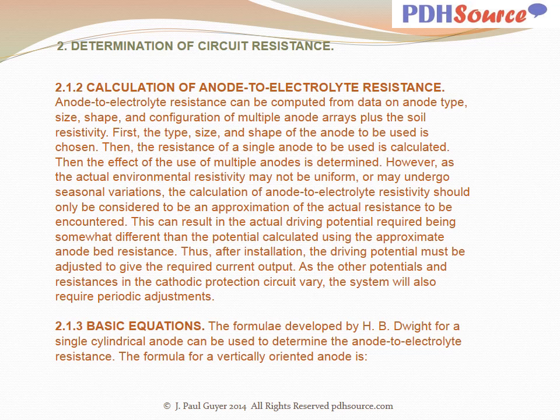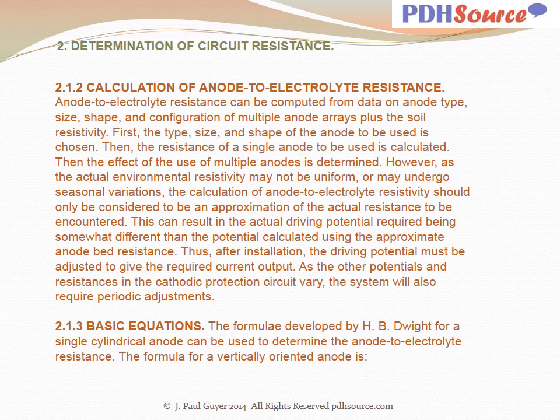Anode to electrolyte resistance can be computed from data on anode type, size, shape, and configuration of multiple anode arrays plus the soil resistivity. First, the type, size, and shape of the anode to be used is chosen. Then the resistance of a single anode to be used is calculated. Then the effect of the use of multiple anodes is determined.